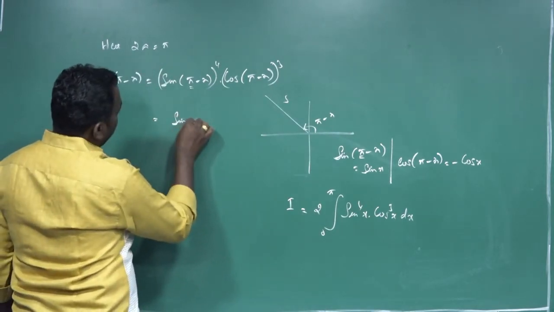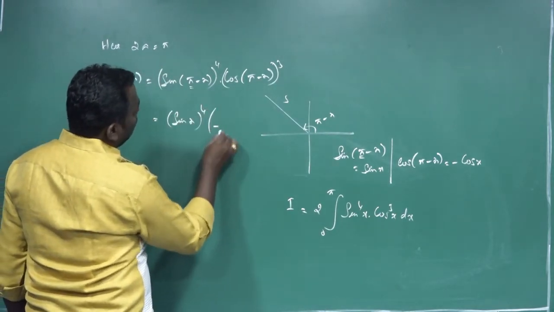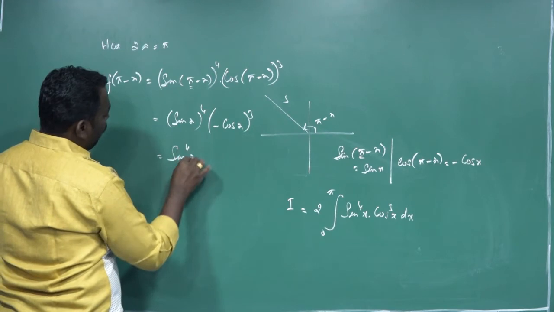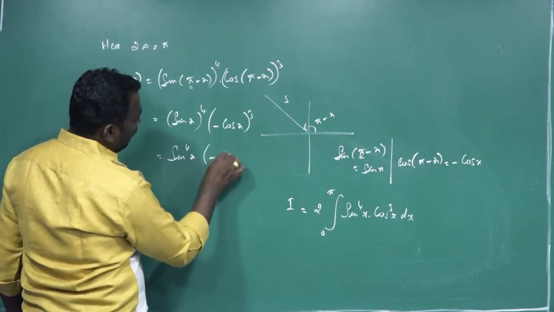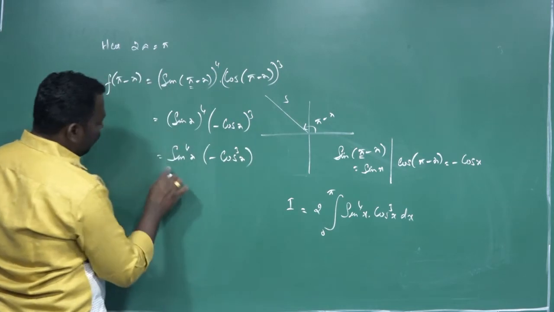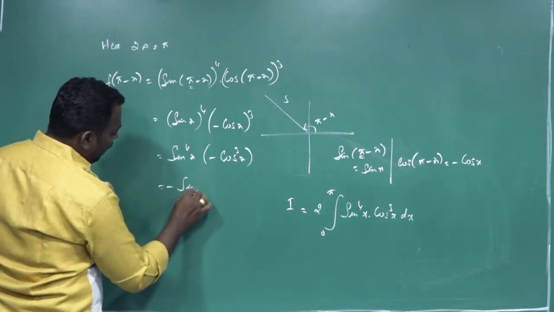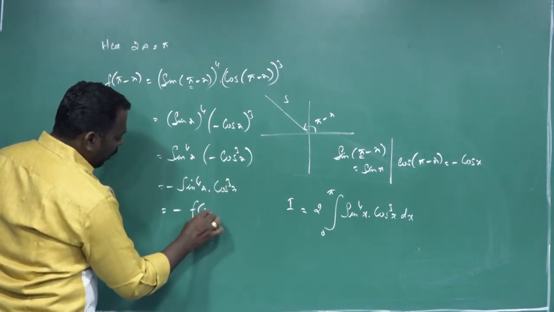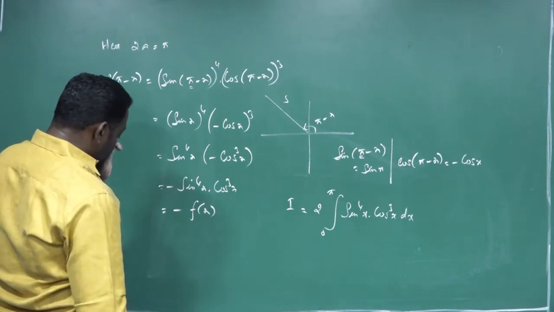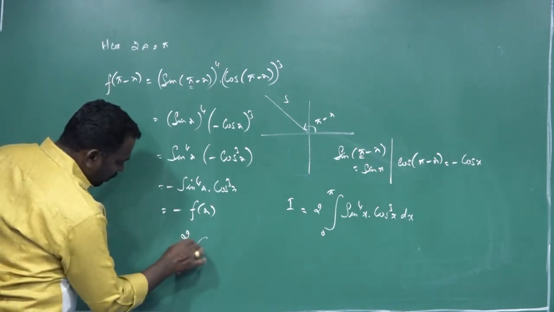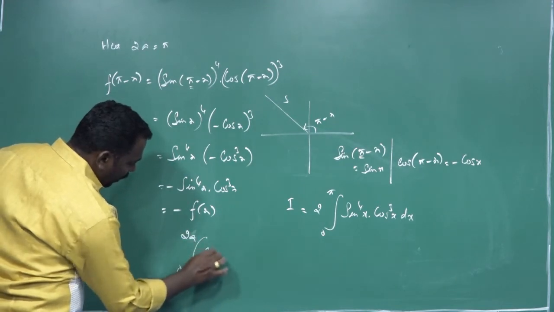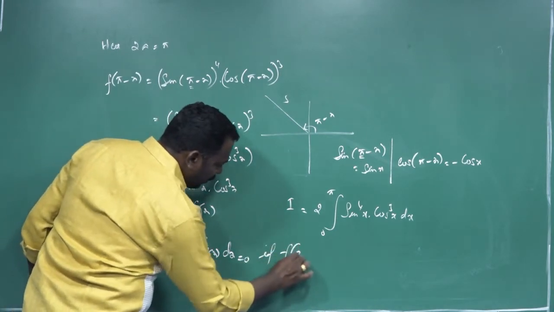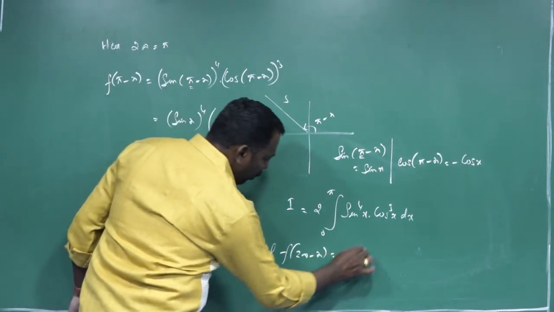Therefore (sin x)⁴ times (−cos x)³ is equal to sin⁴x times minus cos³x, which is equal to minus sin⁴x cos³x, that is minus f(x). Therefore the condition f(2a − x) = f(x) is not satisfied. Instead, the integral from 0 to 2a of f(x) dx is equal to 0 if f(2a − x) is equal to minus f(x).